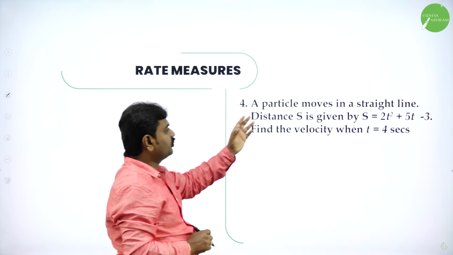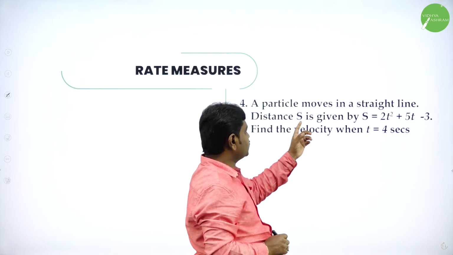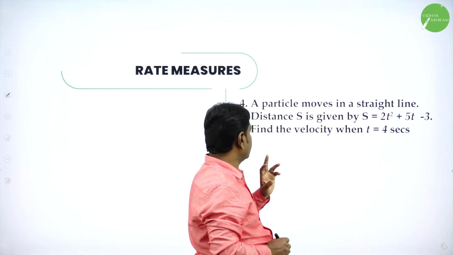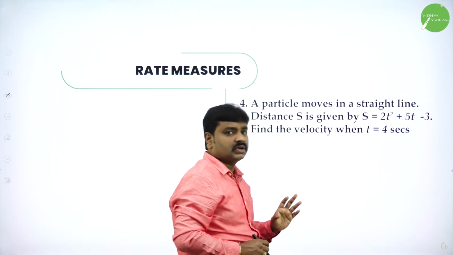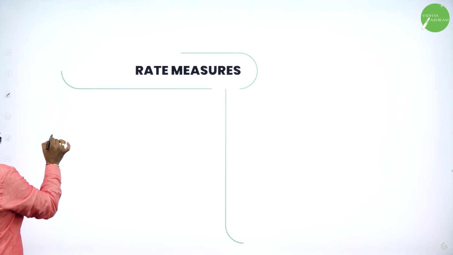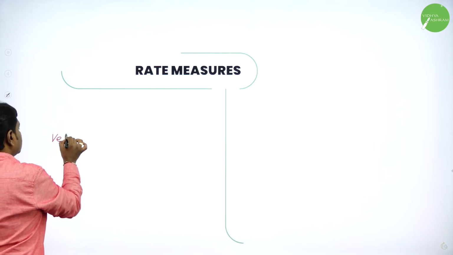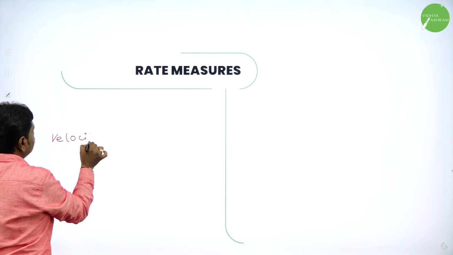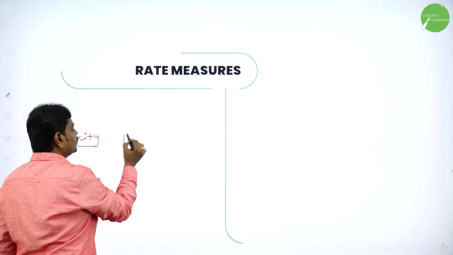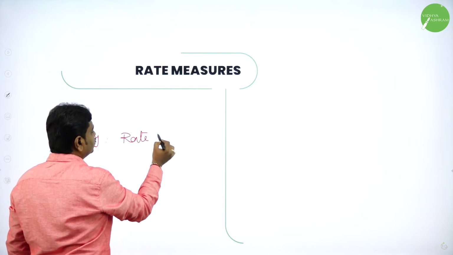A particle moves in a straight line. Distance s is given by s is equal to 2t square plus 5t minus 3. Find the velocity. See, before we go to the fourth problem, first become thorough with this. First, velocity, though it's a science concept, we discuss it as a rate measure. Velocity means what? Rate of change of displacement or distance.